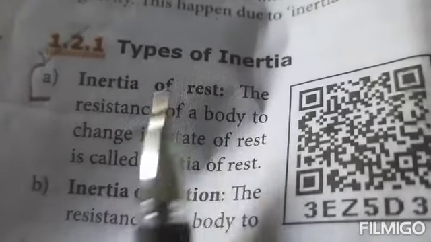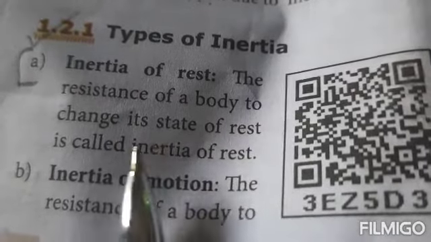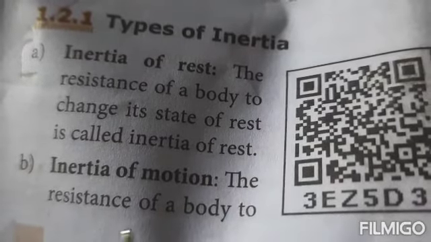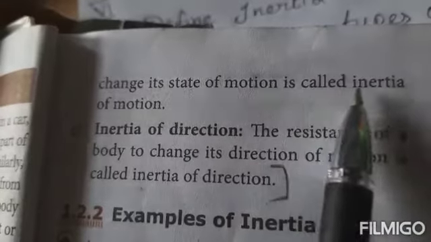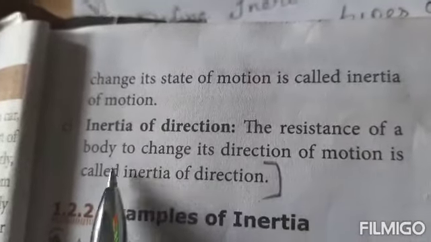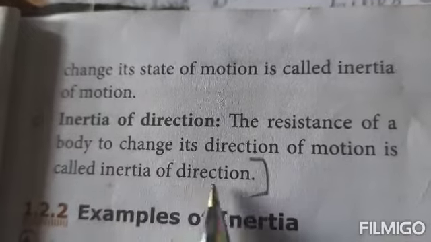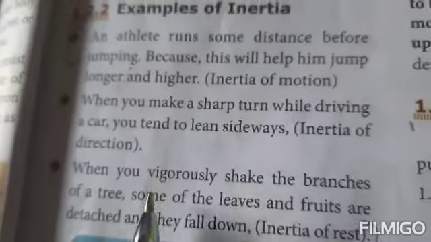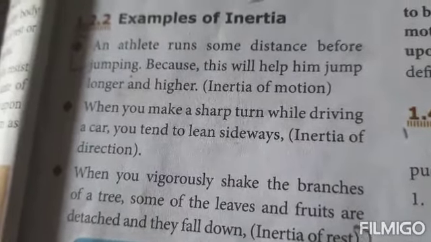Next, types of inertia. Inertia of rest: the resistance of a body to change its state of rest is called inertia of rest. Inertia of motion: the resistance of a body to change its state of motion is called inertia of motion. Inertia of direction: the resistance of a body to change its direction of motion is called inertia of direction. Examples of inertia. So these 3 examples also you have to learn: inertia of motion, inertia of direction, inertia of rest.